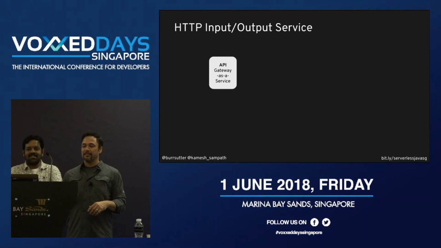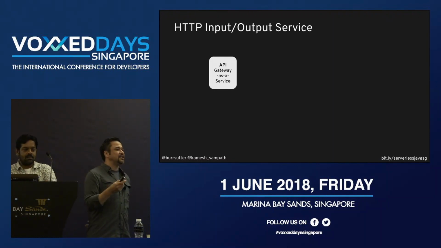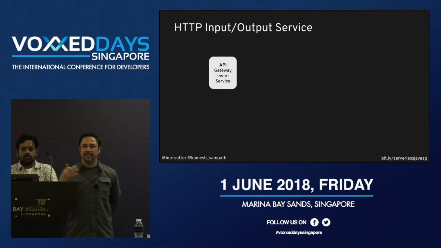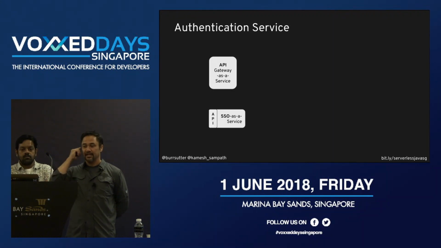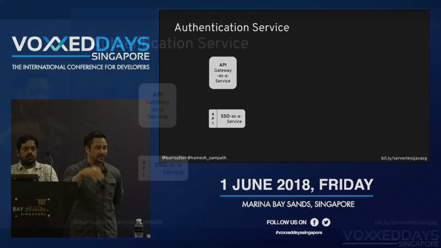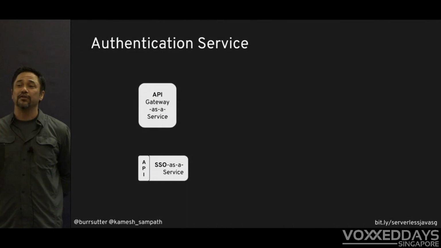Okay? So it's all about the services. So in the case of HTTP input and output, most of us use HTTP as a way to get in and out of our system, whether it be a get, put, post, or delete. That might be an API gateway as a service. We might also, like we saw in our presentation and demonstration earlier, have some form of SSO as a service.